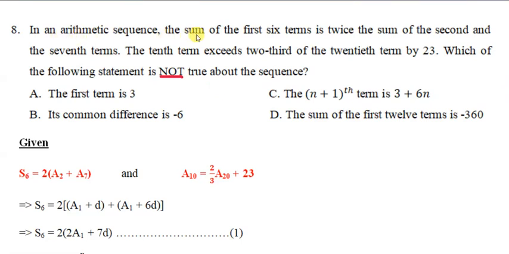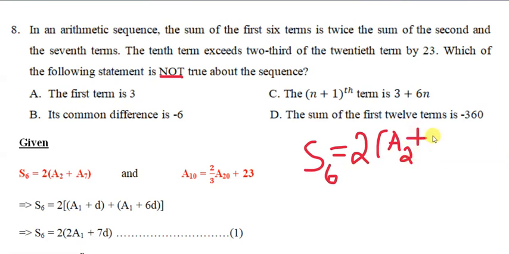In an arithmetic sequence, the sum of the first 6 terms, this means it is S6. Our S6, the sum of the first 6 terms, is equal to twice the second term and the 7th term. What does that mean? How can we formulate it? Just like this one: A2 plus A7. These are the second and the 7th term respectively.